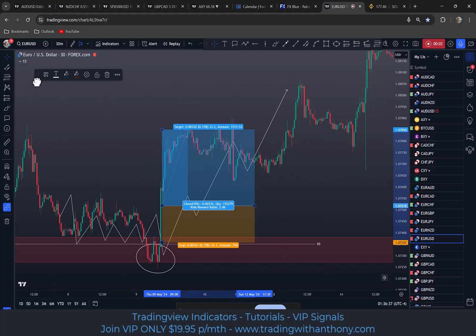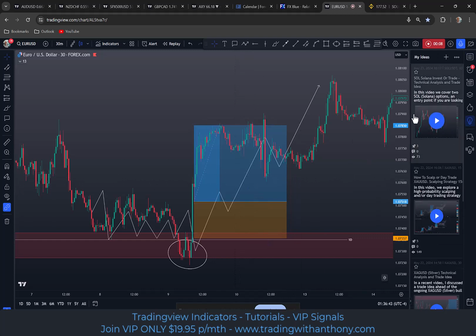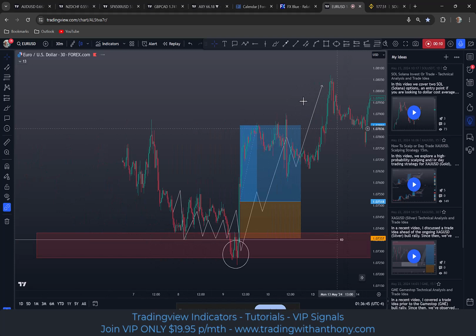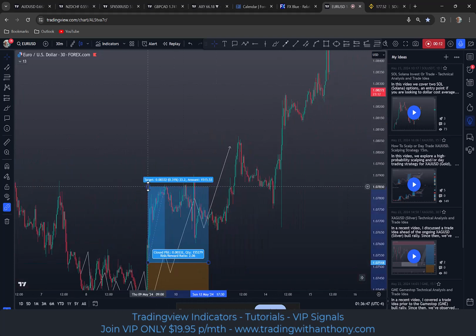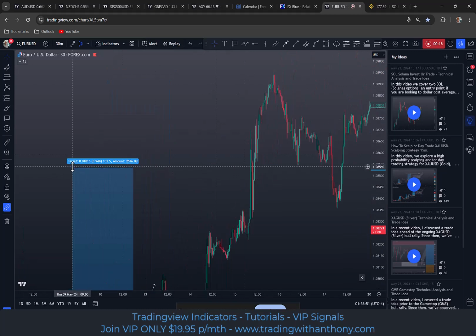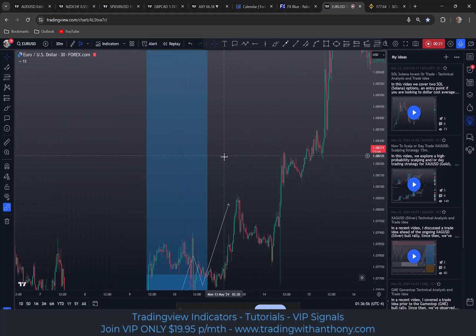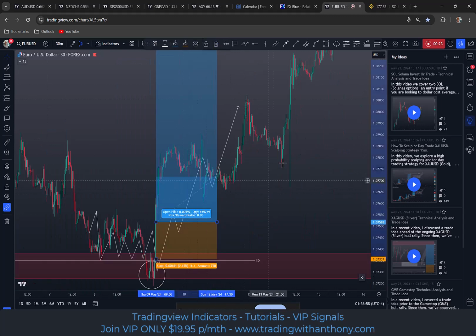Traders, Anthony here. This is a previous EUR/USD trade that I called, and if you go through my trade ideas you'll find it in there. This had quite a nice outcome if you pulled your stop loss to break even and decided to hold on to this one. Yeah, that's what happened. There's an 8R outcome.